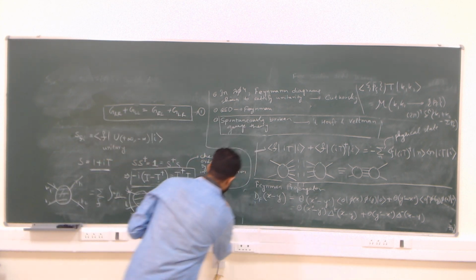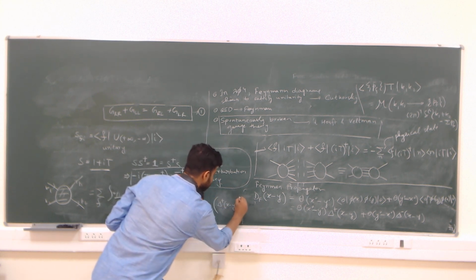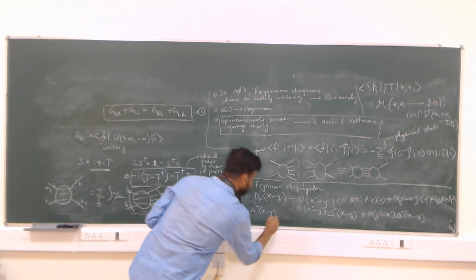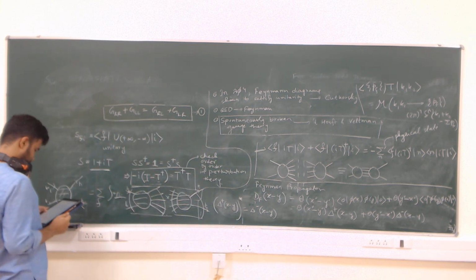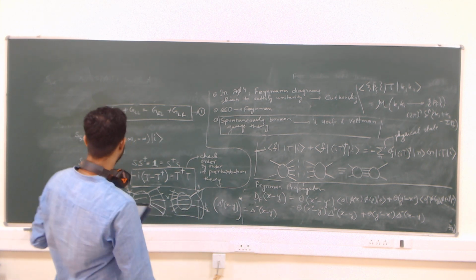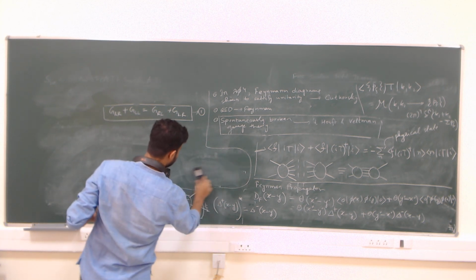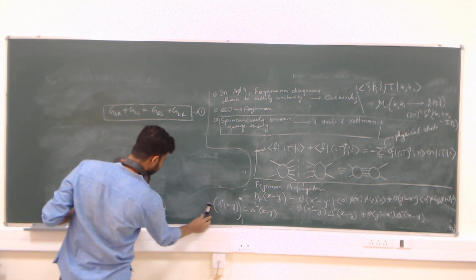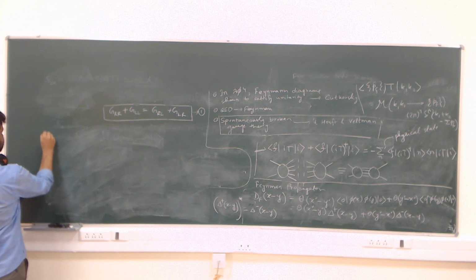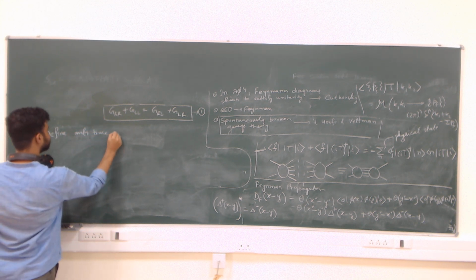But you can also show that this delta plus of x minus y, the complex conjugate of this, is simply delta minus of x minus y. And using this fact, we can in fact describe an anti-time ordered propagator as well. So define anti-time ordered.